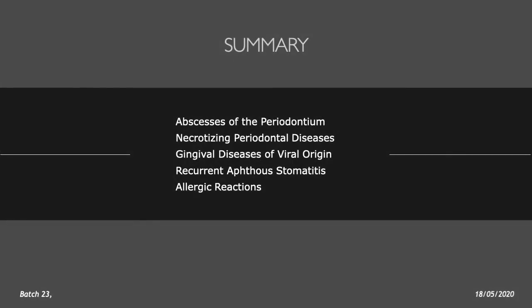So to summarize, today we have seen gingivitis and viral induced gingival diseases in childhood, and we have seen acute gingival diseases, which include abscesses of the periodontium, necrotizing periodontal disease, gingival diseases of viral origin, recurrent aphthous ulcer, and allergic reactions. So with this we have finished the topic on acute gingival diseases and gingival diseases in childhood.